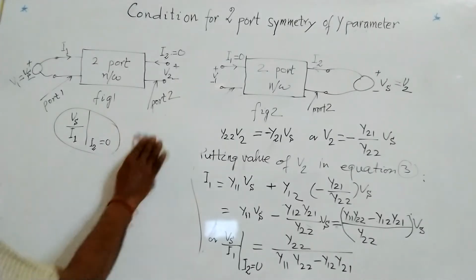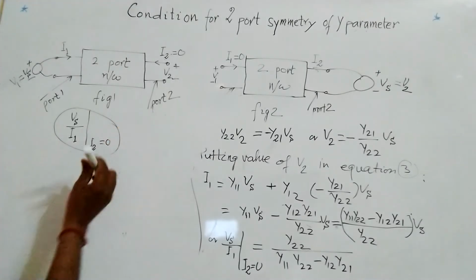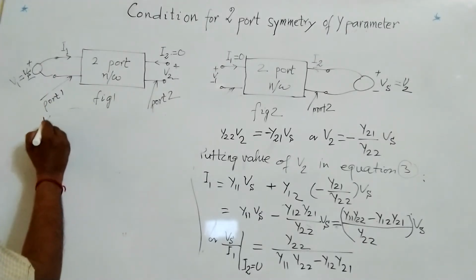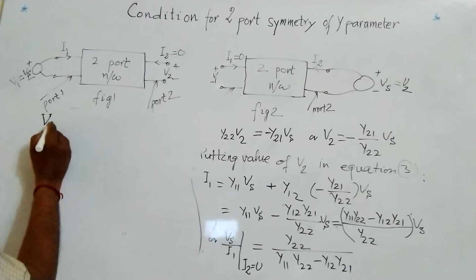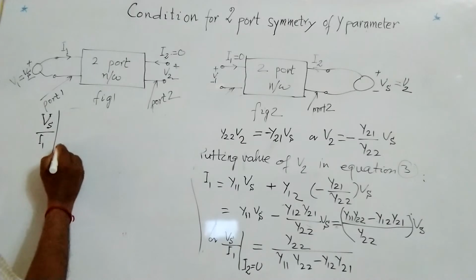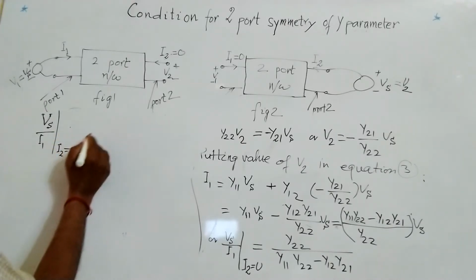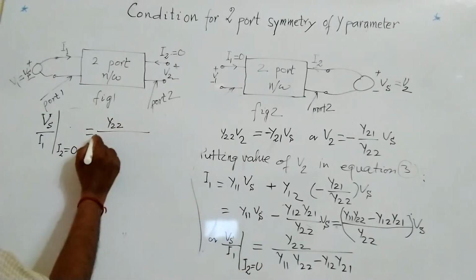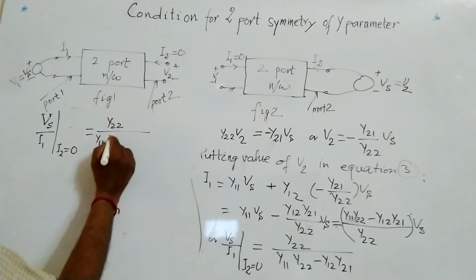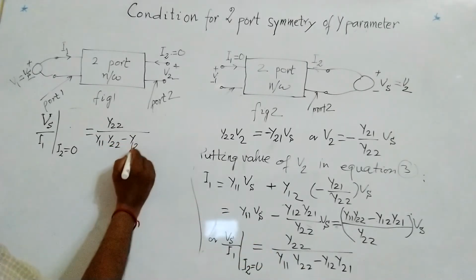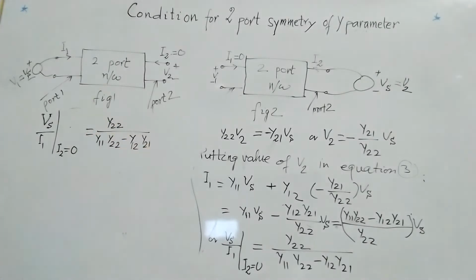This value becomes Vs by I1 when I2 equal to 0, that is equal to y22 by y11 into y22 minus y12 into y21. Okay, this is the value of this one.